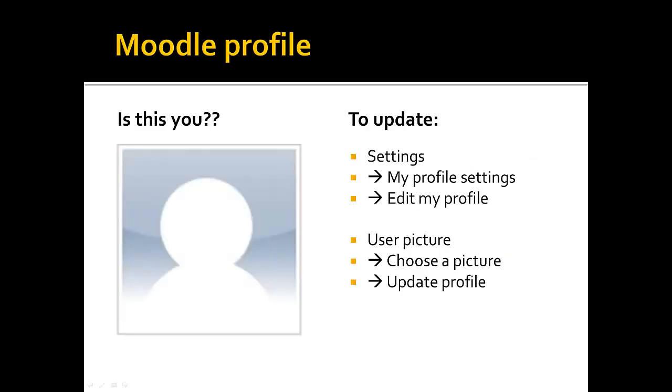Now we are going to be spending a little bit of time on Moodle, so it's very handy to get to know who we're talking to. So if you have a blank head and shoulders as your profile picture, go in and update it with a picture of yourself, or if you'd prefer not to have a picture of yourself, something that represents you. It could be a puppy dog, a flower, whatever you think is appropriate, as long as it's not offensive. So to update it, you just go to Settings, My Profile Settings, Edit My Profile, and then in the User Picture section, choose a picture and update your profile.